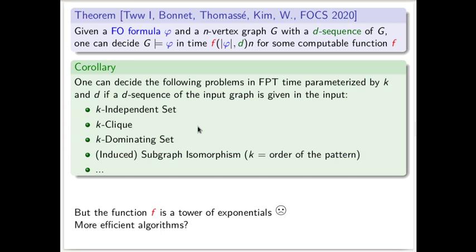Unfortunately, the running time of this algorithm is terrible. It is a tower of exponentials in both k and the value of the twin width. This terrible running time is mandatory if we want to capture all first order, because there exist first order formulas which require a tower of exponentials even in cographs which have twin width 0. However, we can ask for particular problems whether there exist more efficient algorithms.